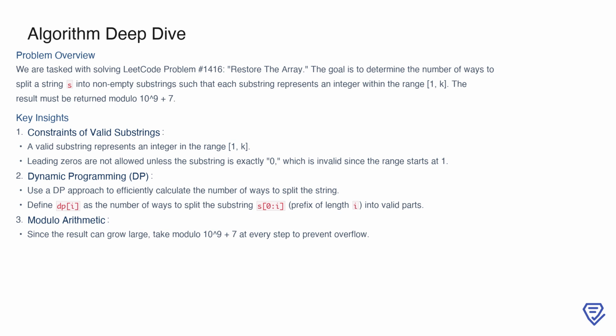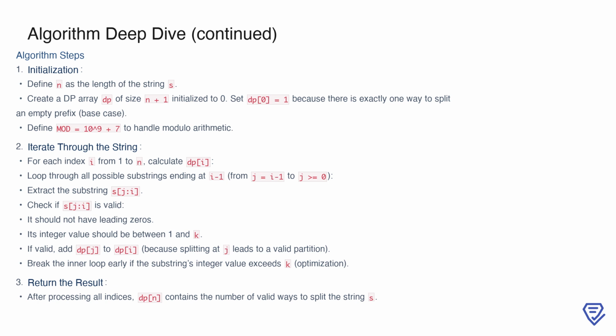Next, we use a dynamic programming approach to efficiently calculate the number of ways to split the string. Here, we define dp[i] as the number of valid ways to split the prefix of length i from the string s. Finally, since the result can grow very large, we apply modulo arithmetic at every step to ensure that our calculations remain manageable and do not overflow. These insights lay the foundation for our solution. Now, let's break down the algorithm step by step.